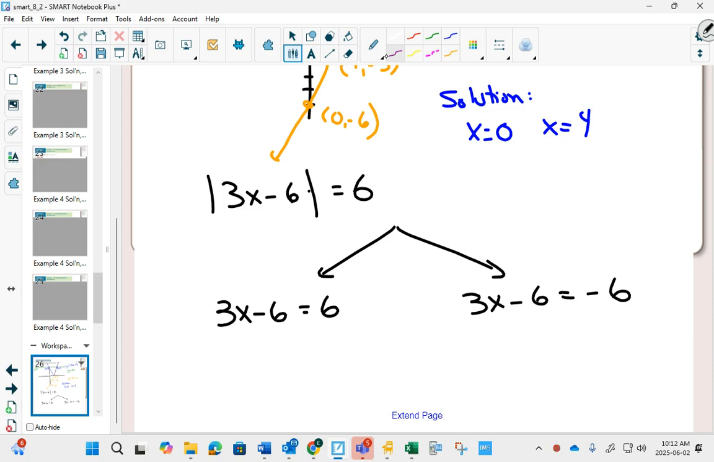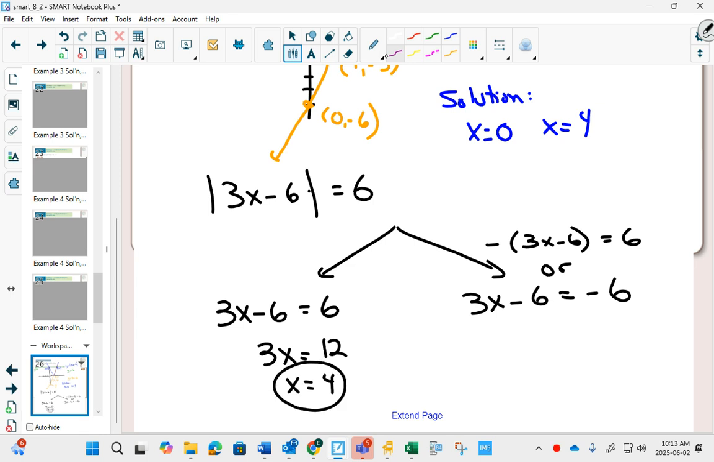And sometimes it's shown like this, and sometimes students take it from the piecewise notation and put the negative out in front. So you could have the negative on this side or the negative on that side. Solving this then, here I would move my 6 over, 3x is equal to 12 divided by 3, look, there's my 4. A lot less work than graphing. And here, if I add 6 to the other side, I get 3x equals 0. There's my 0.